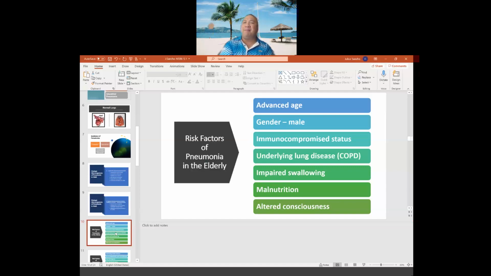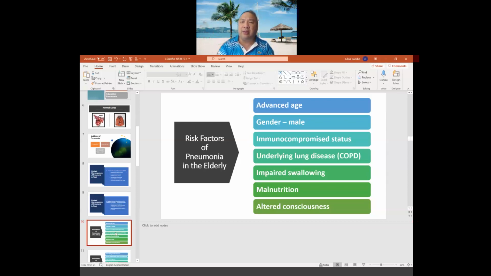Those residents who have impaired swallowing, those residents who just had a CVA, which causes impaired swallowing. Why impaired swallowing? Because if the resident has impaired swallowing, there is a tendency that this resident will develop what we call aspiration pneumonia. So instead of going to the esophagus, the fluids or the food could go into the lungs, causing consolidation, edema, and pneumonia.